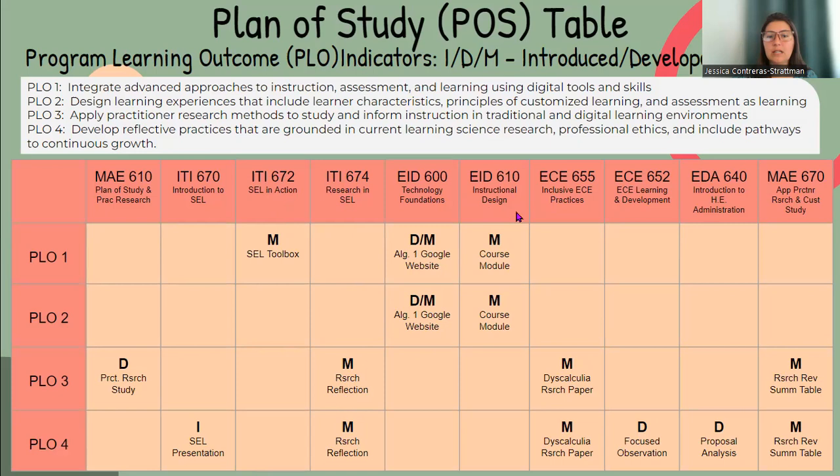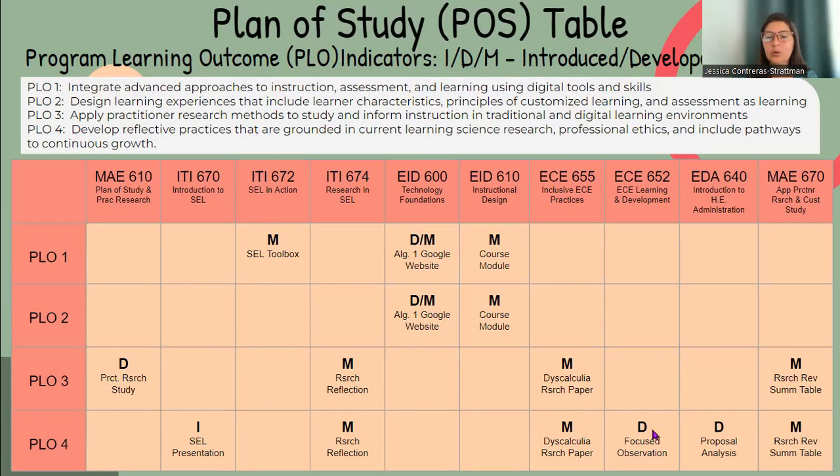Then I moved into some technology classes. In EID 600, I created a Google website and assigned that a developed/mastered level of mastery for PLO 1 and PLO 2. In EID 610, I created a course module, which I also assigned a mastered level for PLO 1 and PLO 2. Then I moved into some ECE courses, early childhood education, and assigned a mastered level to my dyscalculia research paper for PLO 3 and PLO 4.